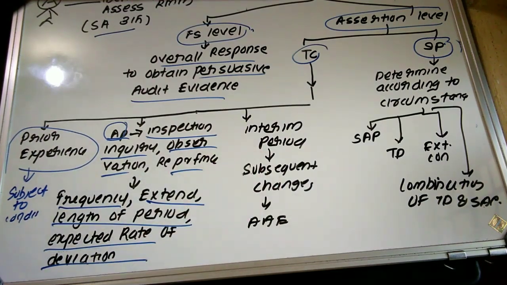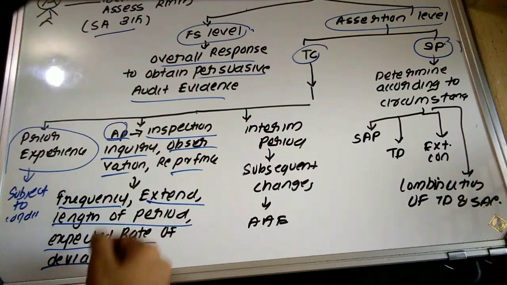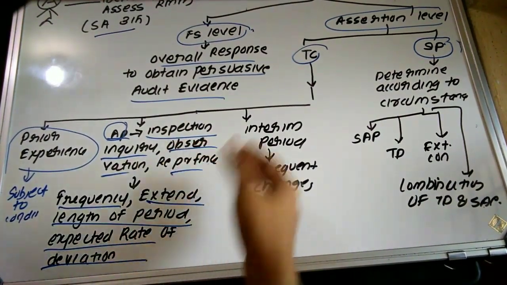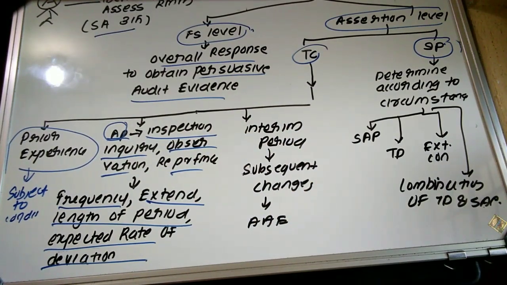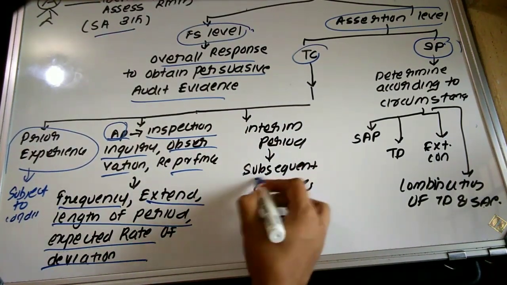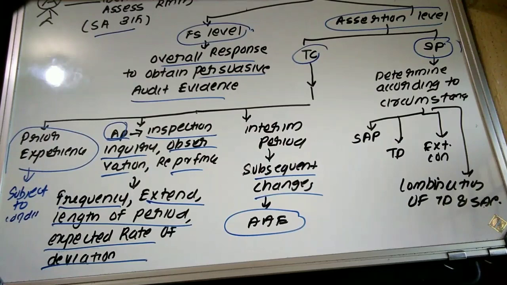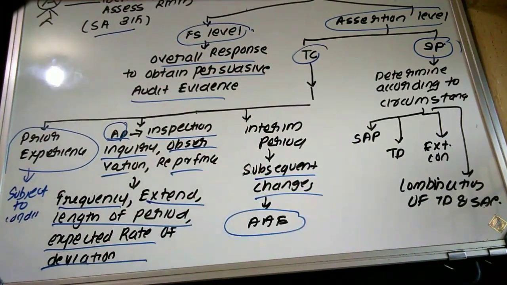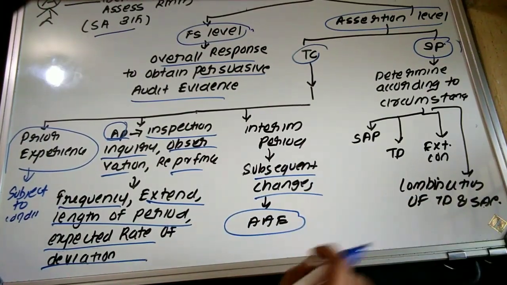Then the interim period. Can the auditor use audit evidence which has been obtained in the interim period? Subject to condition. He should incorporate subsequent changes and determine whether additional audit evidence is required or not, etc. This is also subject to condition. I have already explained it in detail.